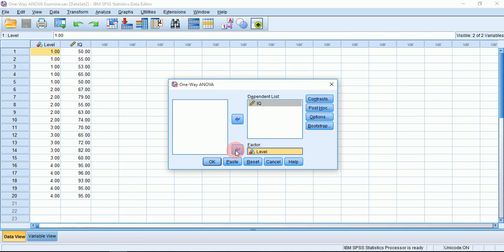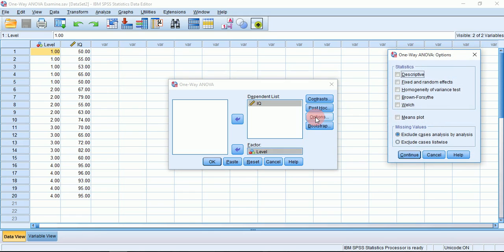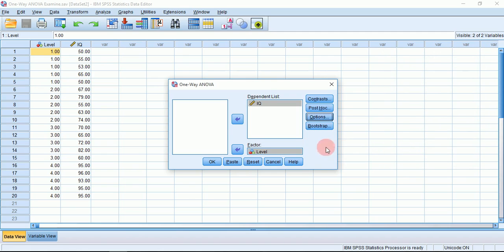Then we have to enter the options on the right side of this dialog box, and we have to select the homogeneity of variance test, because before interpreting the main test result, we have to ascertain the type of homogeneity of variance the dataset is holding. So we should check mark this option, then click on continue, and then we have to enter the post hoc option.